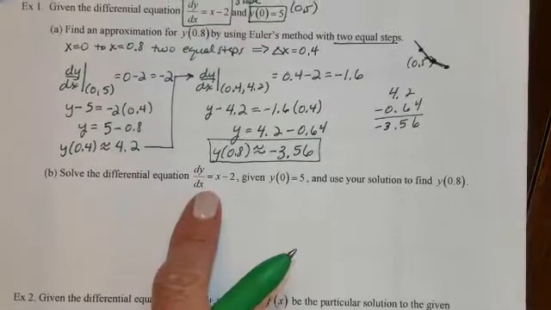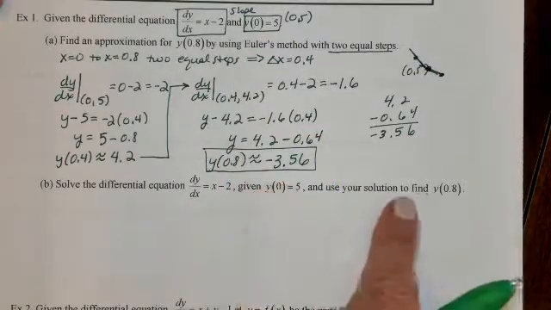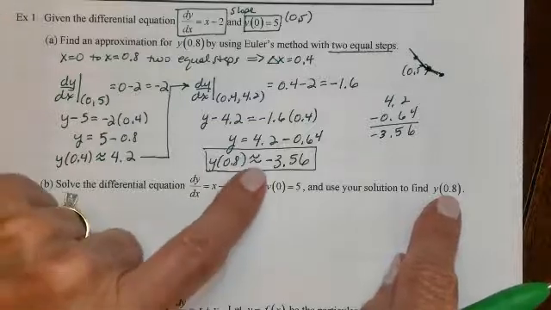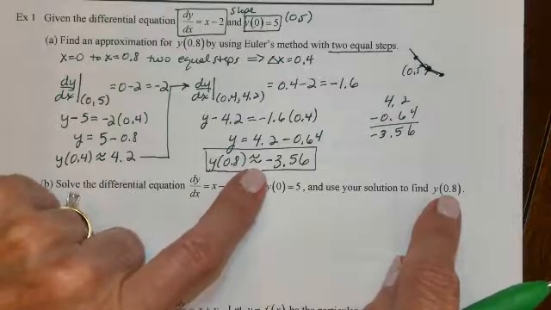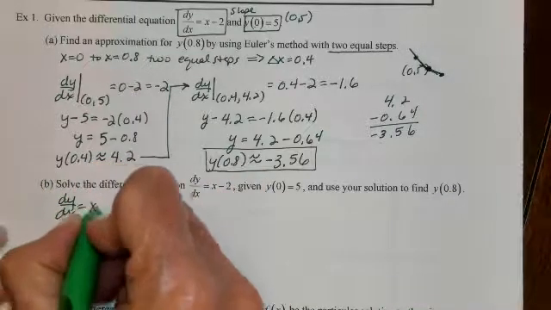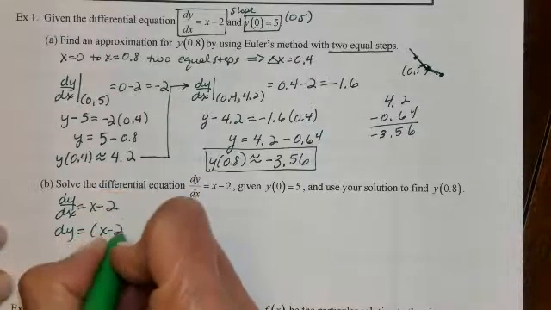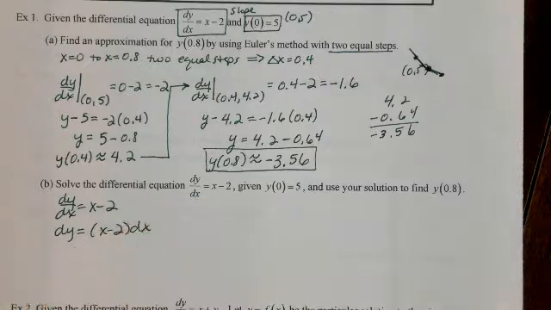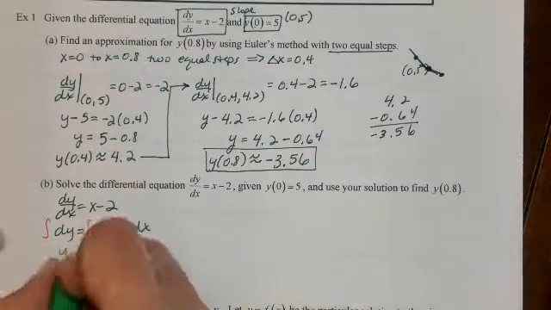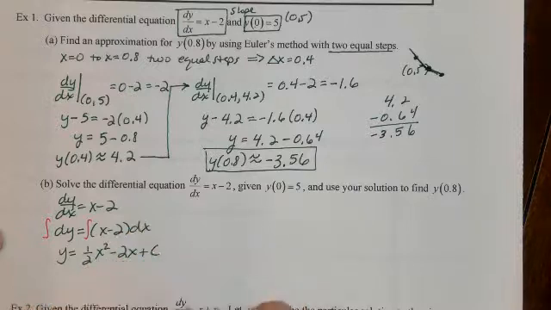Let's solve the differential equation, given our same initial condition, and use our solution to find the exact value. So in part B, we're seeing how close were we with this Euler's method. How close were we? So let's solve this differential equation. It's not going to be too hard. Separate. So taking the integral of each side, and we have y is equal to 1/2 x squared minus 2x plus c, right?